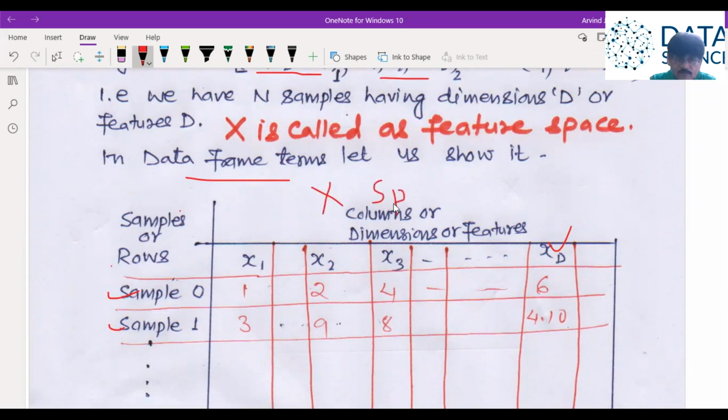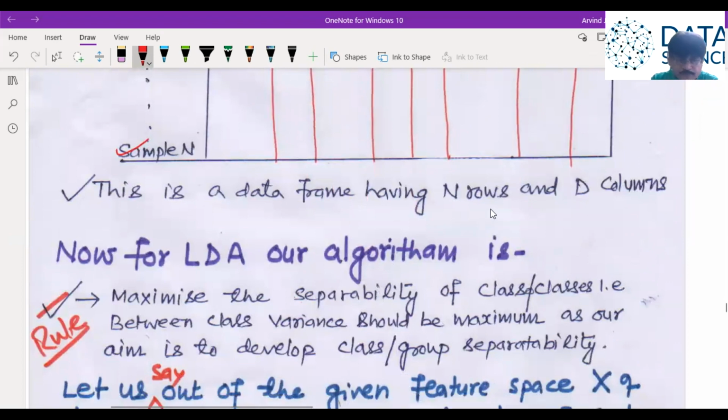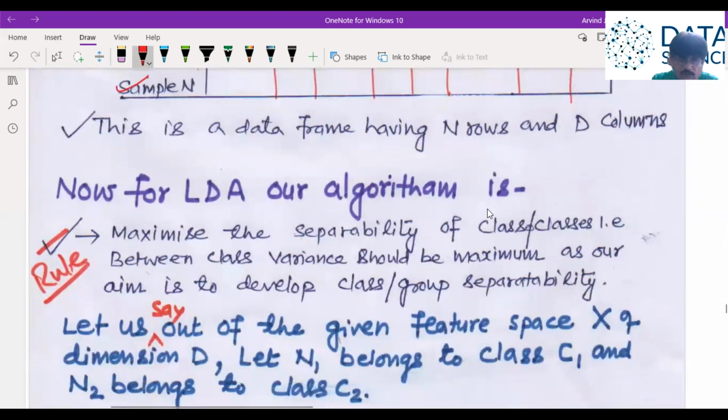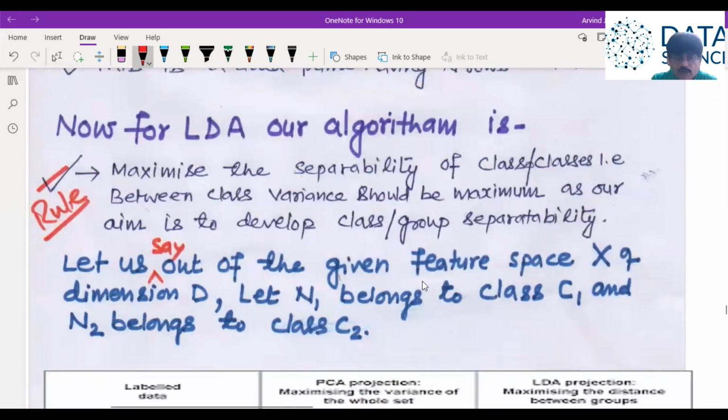Now what we are doing is, let us say we are dividing this data frame, or the data of the X space, into two groups, C1 and C2. Out of the given feature space X of dimension d, let N1 belong to class C1 and N2 belong to class C2.